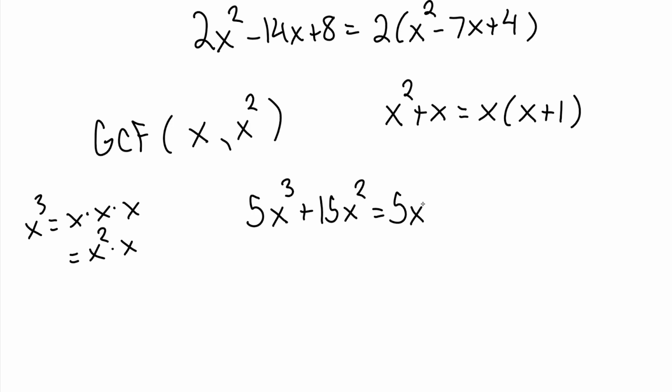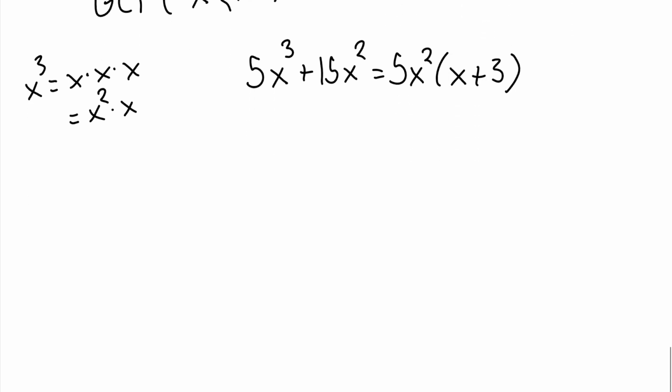Okay. So we get 5x squared times, here we're just left with that x, right? We took the 5 out, we took the x squared out, so we're left with this x here. When we take 5 out of 15, we're left with 3. And we take the whole x squared with us, so we have no variable part left. So we get 5x squared times x plus 3. Okay.